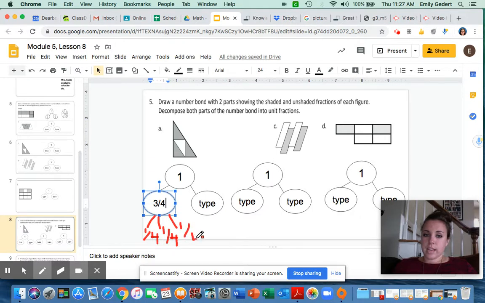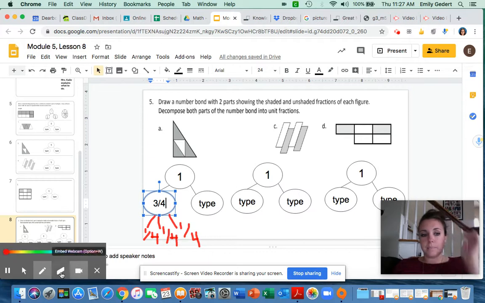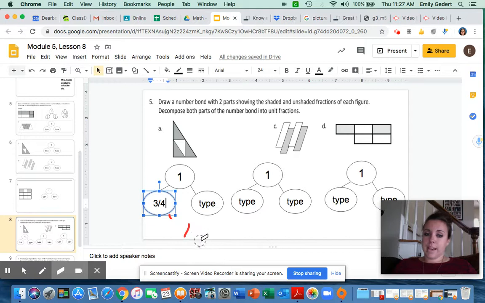Again, you can do that on a piece of paper. I would just do that part on a piece of paper, or don't worry too much about that part. The most important part is just the basic number bond.